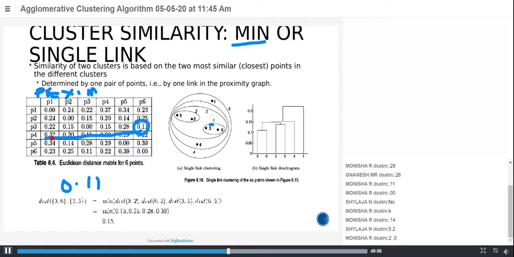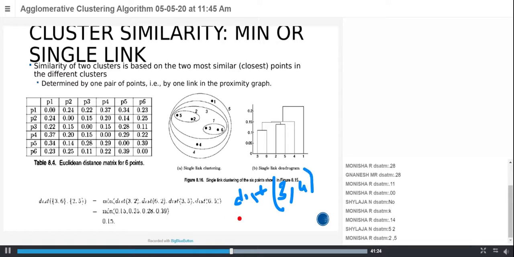So the distance to this one, 0.4, is almost minimum. So how to calculate that? Distance of 3, 6 and 4. It is very easy to calculate. In order to calculate this, we first calculate the distance of 3 to 4, and the distance of 6 to 4, and whichever is minimum, we are going to select that distance.